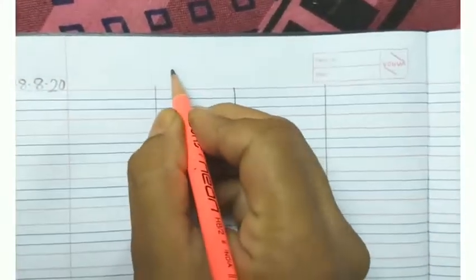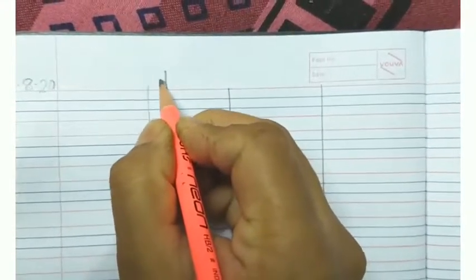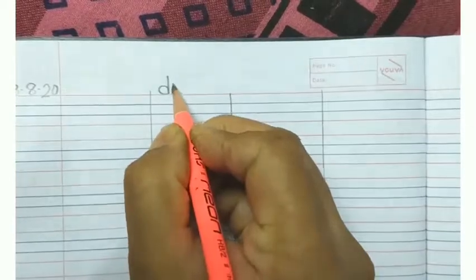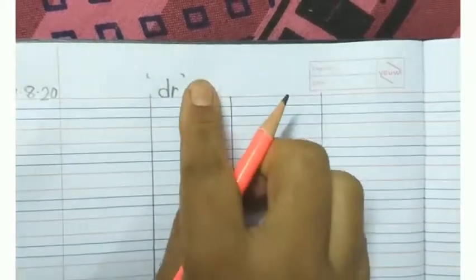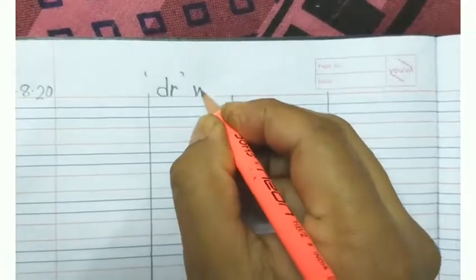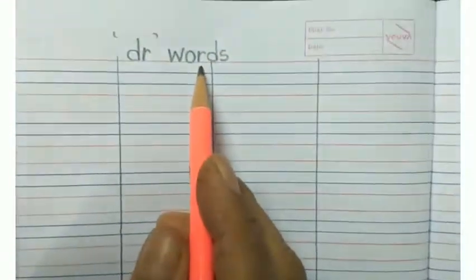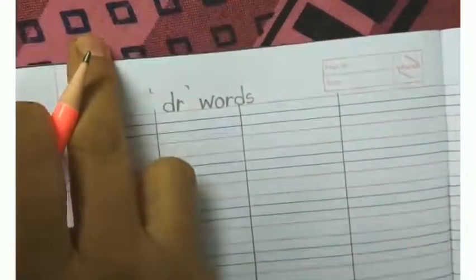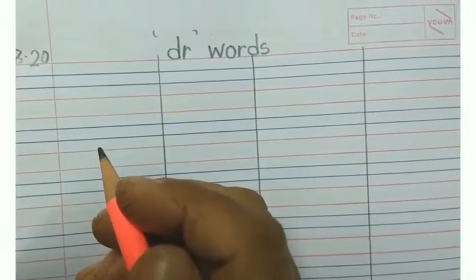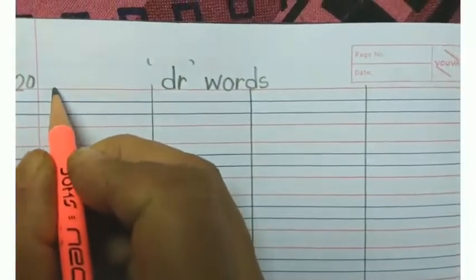Now we'll write heading. Leave some space. Touch the red line and write D R, one finger space, WORDS, words. DR words. Now, do you remember? Our first word is drop. DROP, drop. So we'll write close to the margin D.